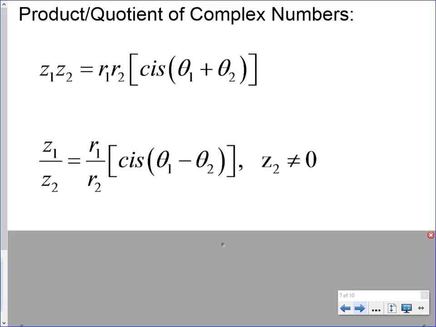There is a limitation to division. Your second complex number cannot be 0 because you still can't divide by 0, not even in complex numbers. Would that just be 0 plus 0i? Yes.